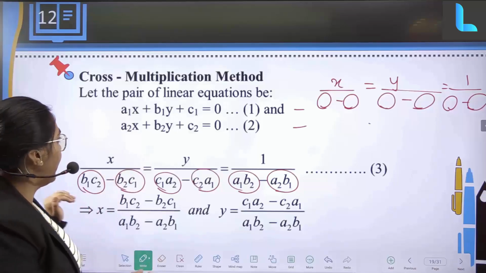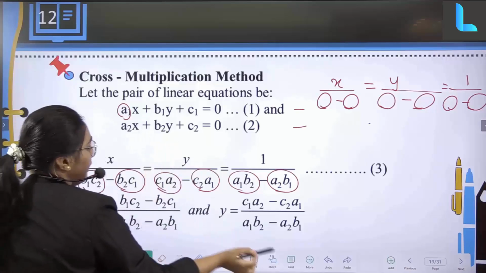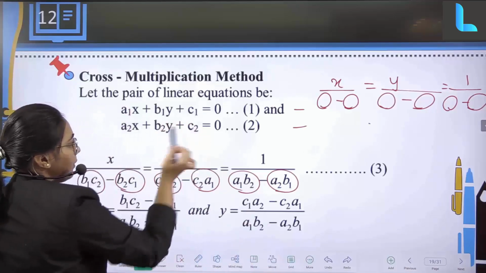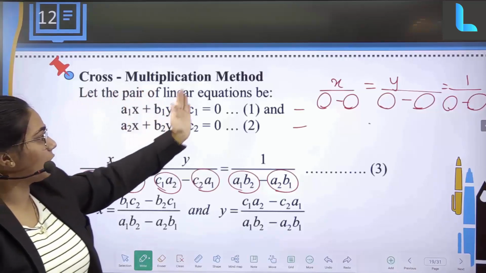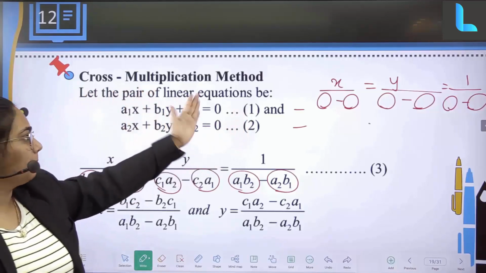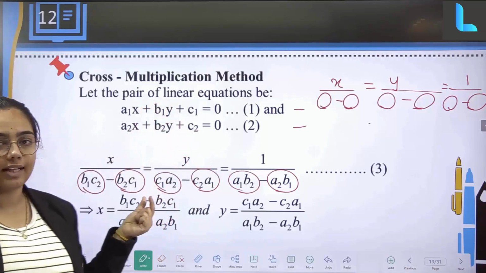Once you do that, what are the coefficients? a1, a2, b1, b2, c1 and c2. Always make sure you write it in this format only. Suppose the constant is on your right hand side, make sure you bring that to the left hand side, because then you will not forget to change the sign.